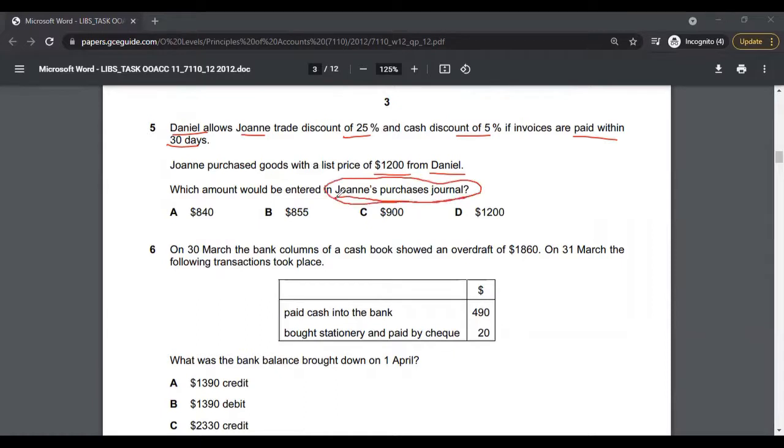In Joanne's purchases journal, you only take into account the trade discount. The list price was $1,200. You will only pay 75% of the list price because you get a 25% discount. So 75% of $1,200 comes to $900. So the answer to multiple choice 5 is option C, $900.